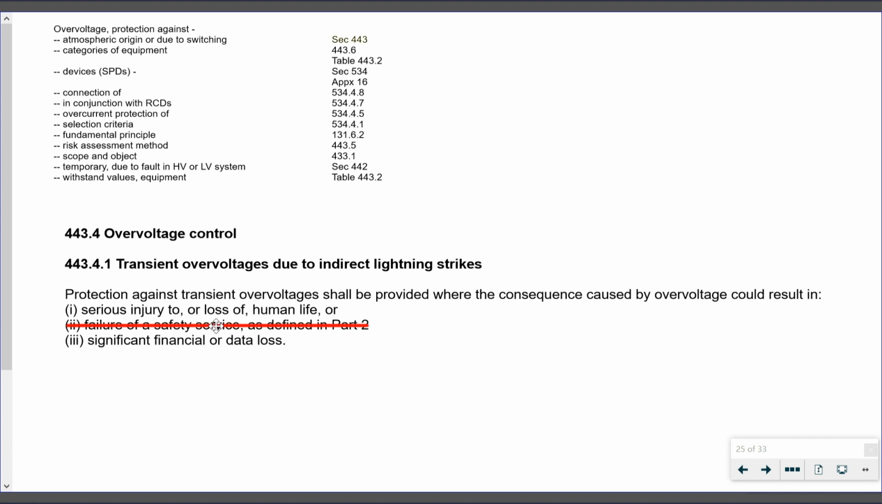That is actually now gone. That's been deleted in the corrigendum. And then we've got significant financial or data loss. So how do we protect against transient overvoltages? Well, if you look to the page to the left-hand side, one of the options it gives you is the fitting of surge protection devices. And in fact, if you look up at your index there, you'll see there the devices we could use. One of the devices we could use is surge protection devices. Okay.